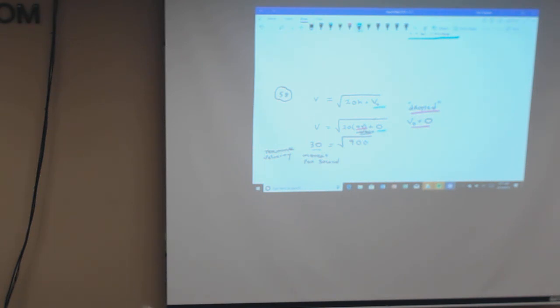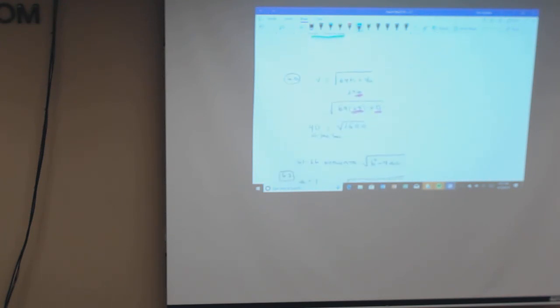So what would 58 say? If it's dropped from 45 meters, I take 45 meters times 20, which is 900. The square root of 900 is 30. So he's going at 30 meters per second. That's how fast he's going when he hits the ground.